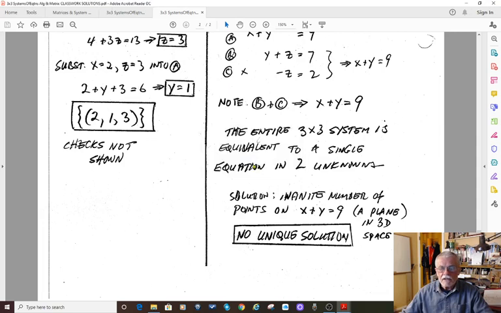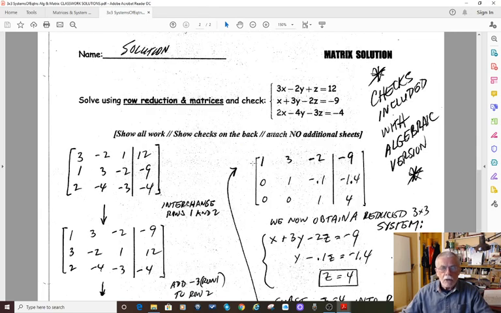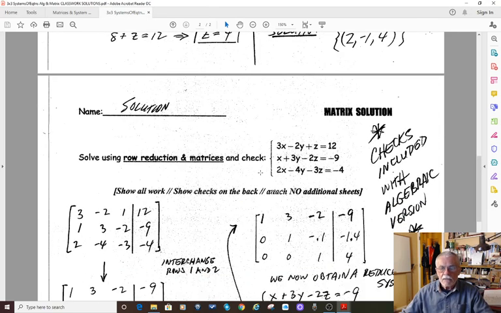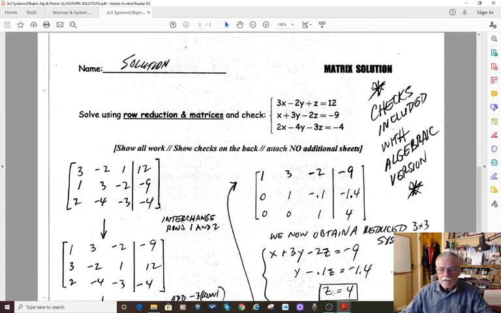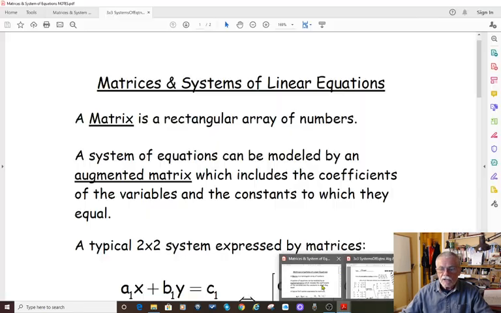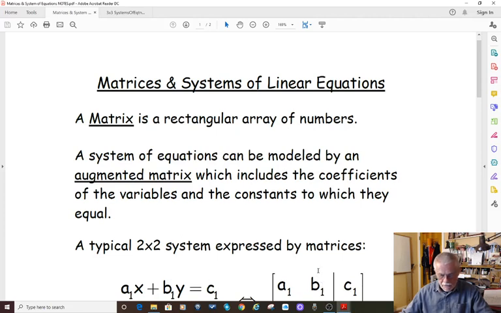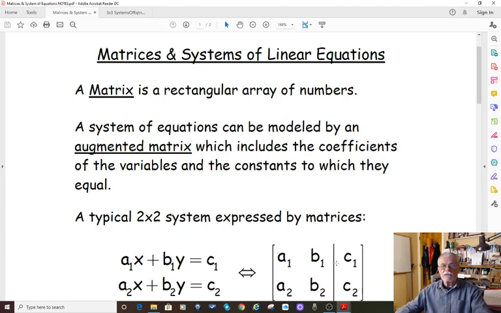And at this point, what I'm going to do is look at some notes. The topic of these notes is matrices, the plural of matrix, and systems of linear equations. So we're going to have a new method for solving systems of linear equations. The first one was algebraic by addition and subtraction. We just did a couple of those problems.